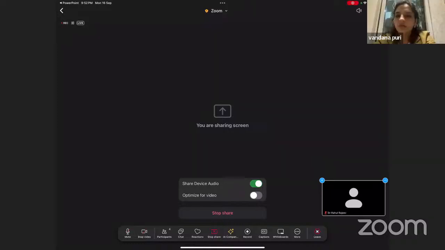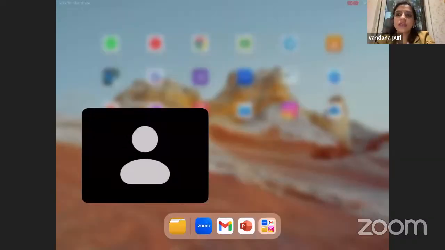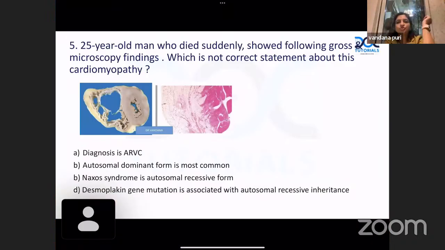Okay, so talking about the next question. It was basically a little tricky question. This was a 25-year-old man who died suddenly. Following gross and microscopic finding, which is not the correct statement about this cardiomyopathy? So first point is, what type of cardiomyopathy do you think this is?